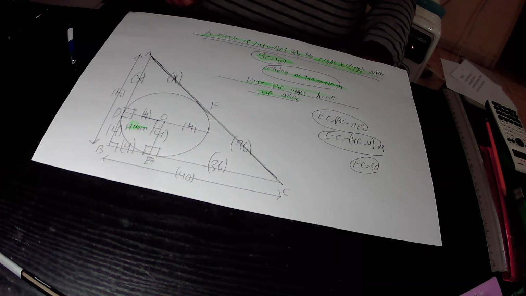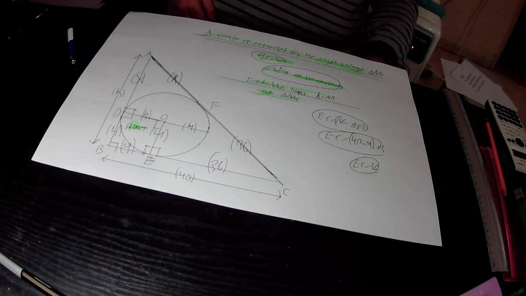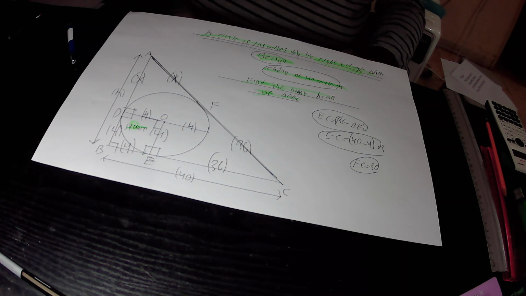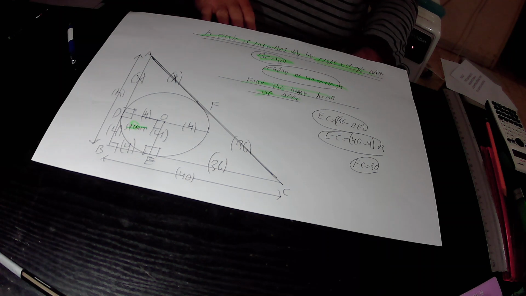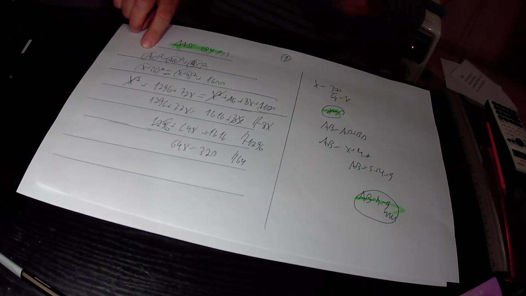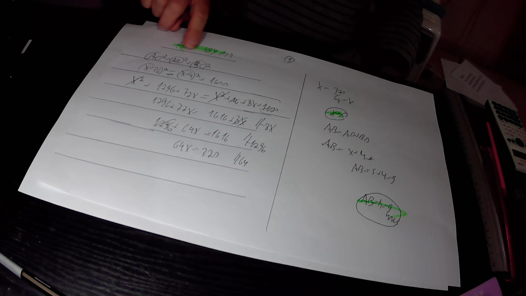According to the Pythagoras theorem, in a right triangle, the square of the hypotenuse equals the sum of the squares of the perpendiculars. That is to say, in this right triangle ABC, AC squared, that is the square of the hypotenuse, must be equal to AB squared plus BC squared.